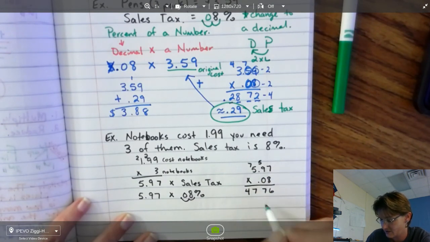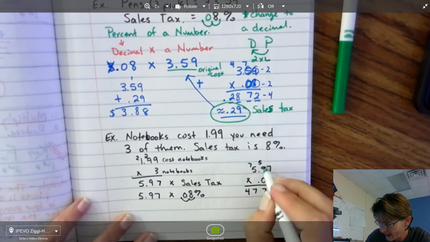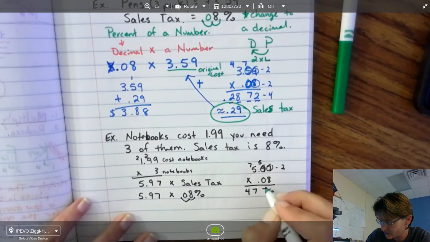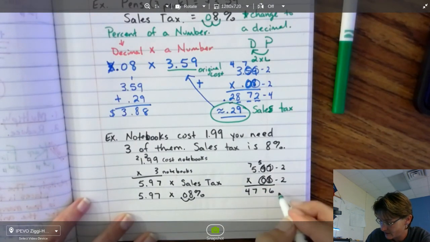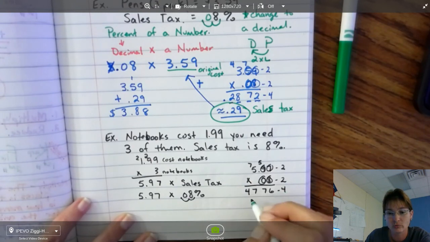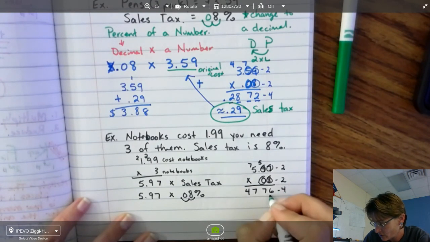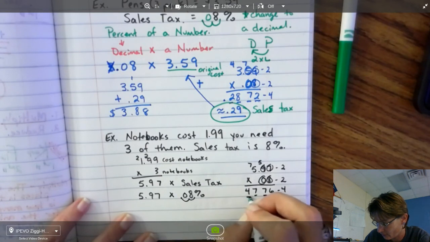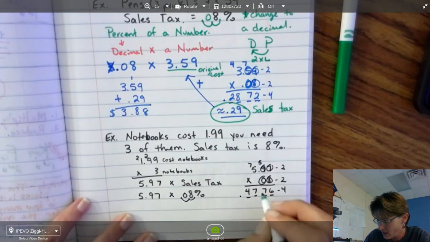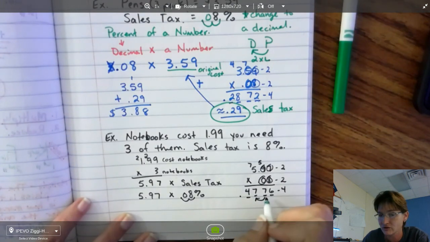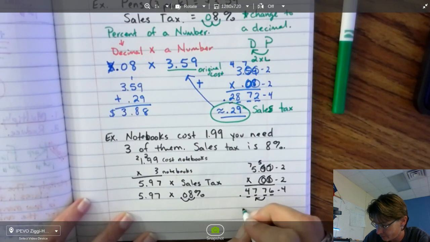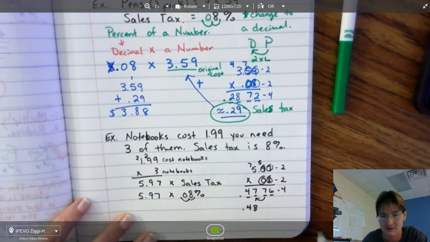Again, 0 times all these numbers would be 0, so I'm done with this part. I have 2 decimals in the top number, 2 decimals in the bottom number, so it gives me a total of 4 decimals that I need in my answer. So I count 1, 2, 3, 4, and place the decimal. We are rounding to the nearest cent because we're dealing with money. 5 or more, raise the score. 7 raises this 7 to an 8. So I have 48 cents.